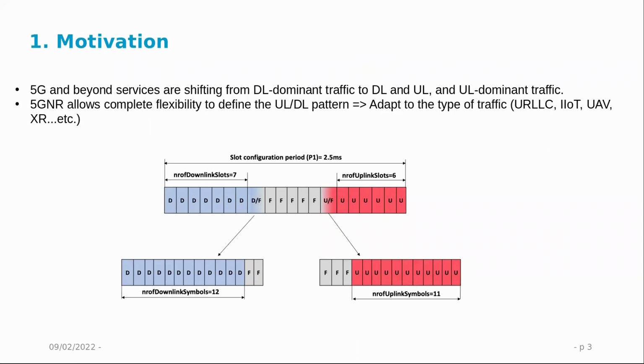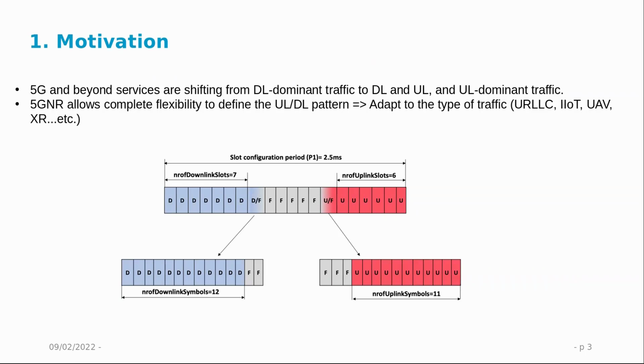As you may notice, 5G and beyond services are shifting from downlink dominant traffic to more equilibrated downlink and uplink traffic or uplink dominant traffic. To accommodate this new type of behavior, 5G NR allows a complete flexibility to define the TDD uplink downlink pattern. This flexibility is called Dynamic TDD. Dynamic TDD allows the GNodeB to change the TDD configuration on the fly to adapt to the traffic pattern.